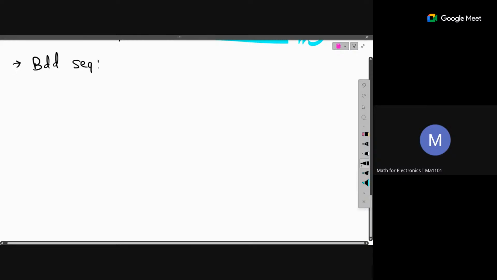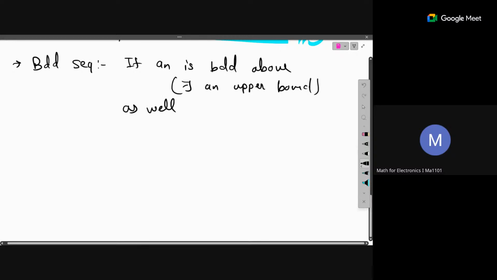So what is a bounded sequence? If a_n is bounded above, meaning there exists an upper bound, as well as bounded below, then the sequence a_n is a bounded sequence.